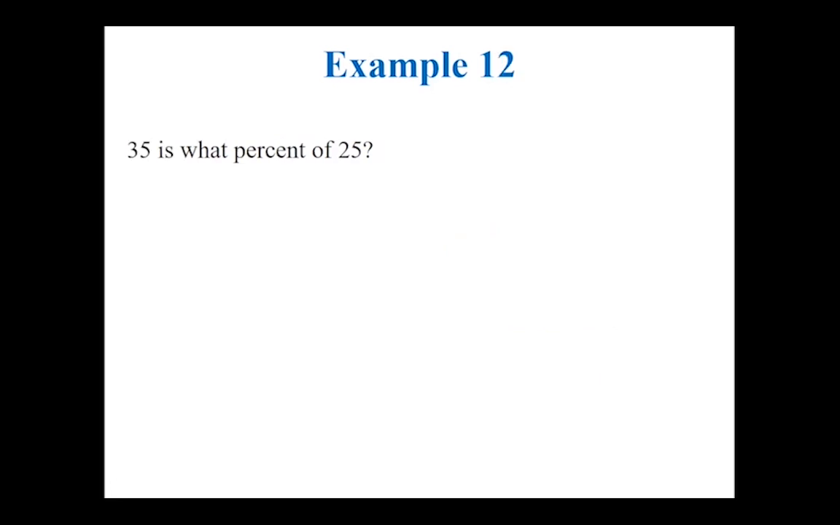You want to try this one on your own, example 12, go ahead and pause. Come back, see how you did. $35 is what percent of 25? Is becomes equals. What percent becomes n. Of becomes multiply. And we get 35 equals n times 25.